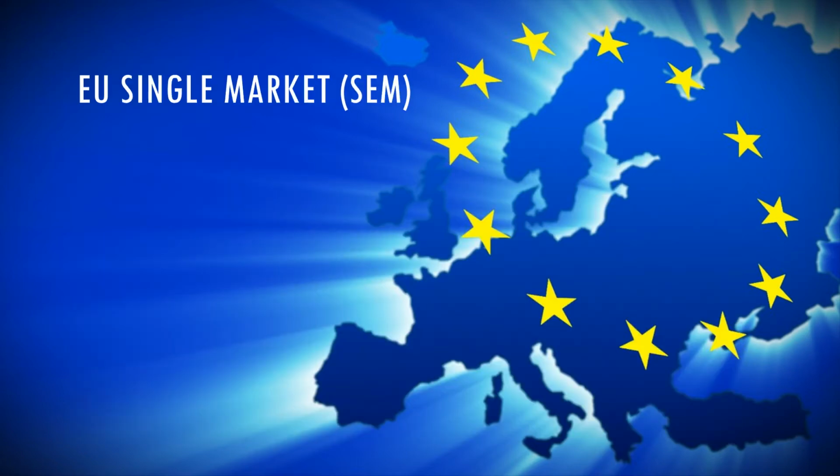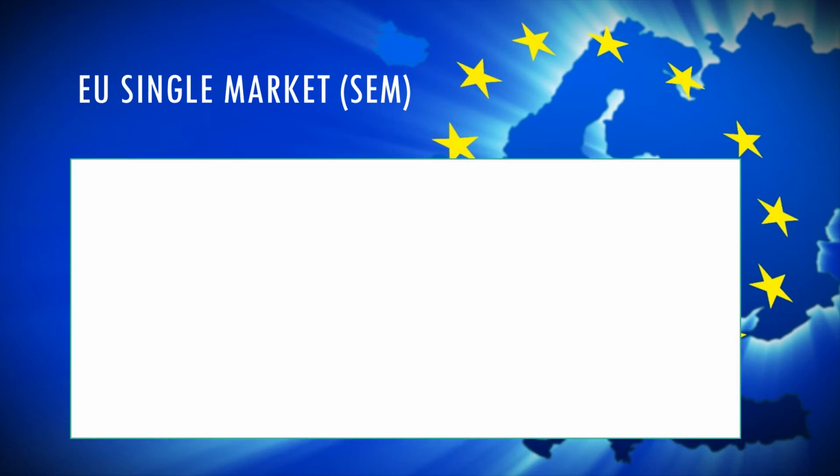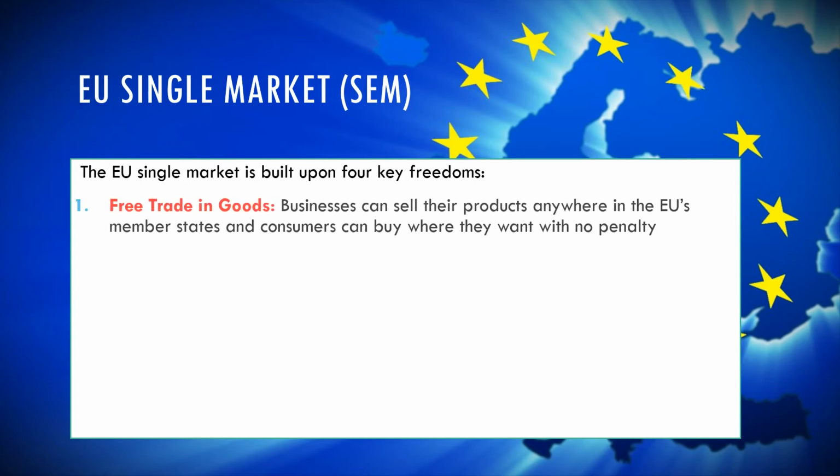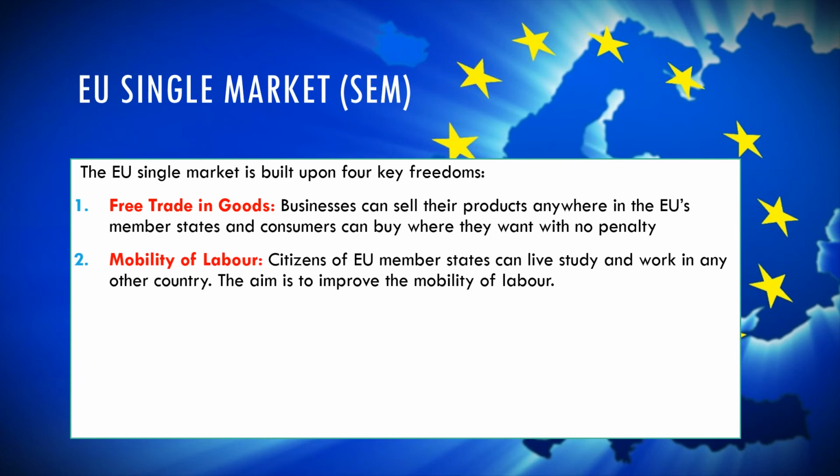The European single market, sometimes known as the SEM, the Single European Market, is based on 4 key principles. The first is that as part of this trading bloc, there is free trade in goods. So businesses can sell their products anywhere in the EU without any tariffs, without any quotas, and there can't be any penalties. The second one is mobility of labour.